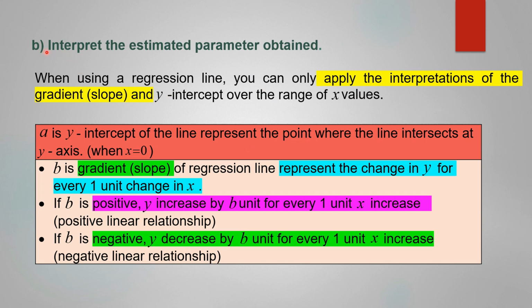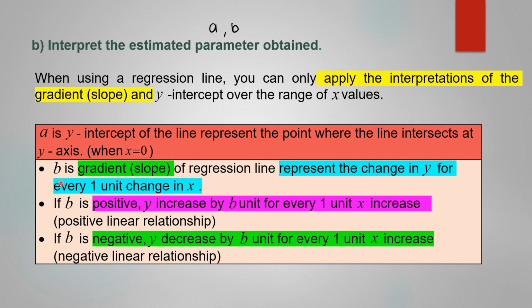Next, for part B, we need to interpret the estimated parameter obtained. What are the parameters that we obtained just now? The parameters are the values of a and b in the regression line. When using a regression line, you can only apply the interpretations of the gradient, in other words slope, and y-intercept over the range of x values. Your a is defined as the y-intercept of the line, representing the point where the line intersects the y-axis. In other words, we would say that it is the value when x equals 0.